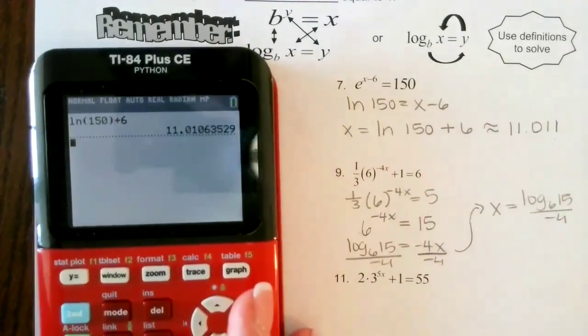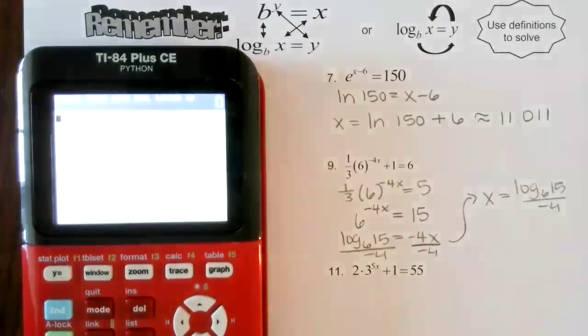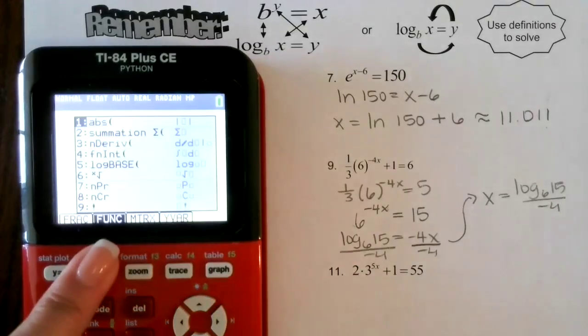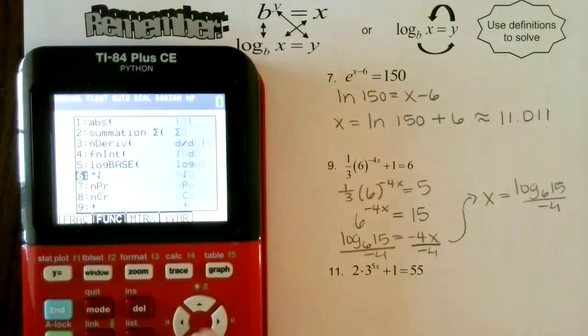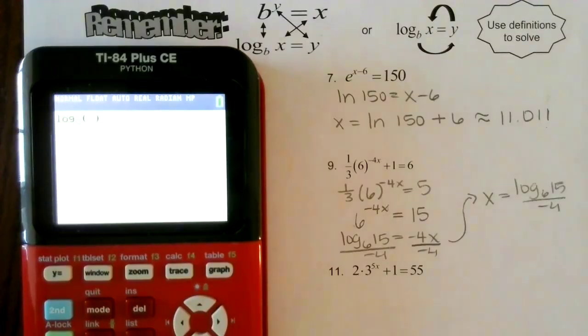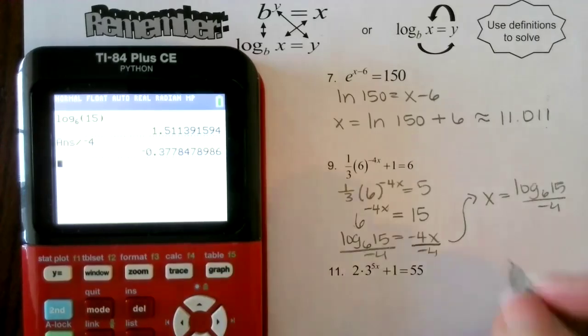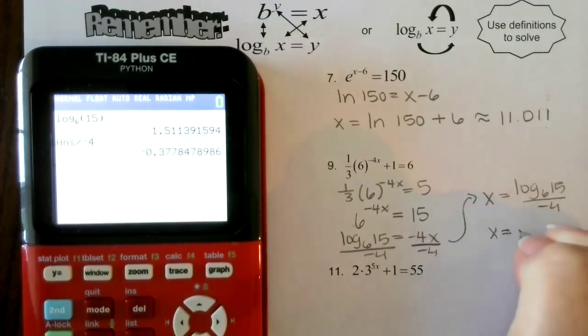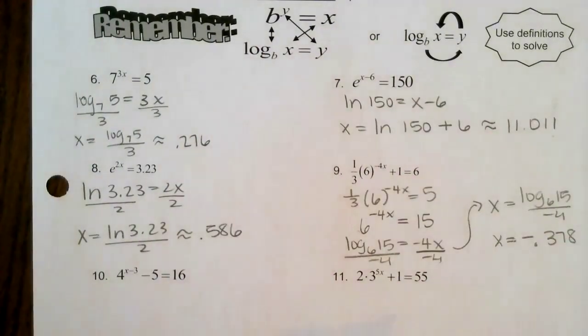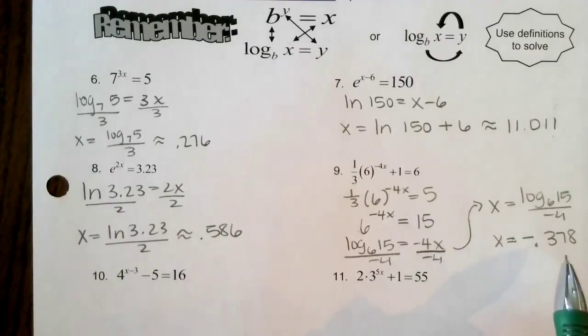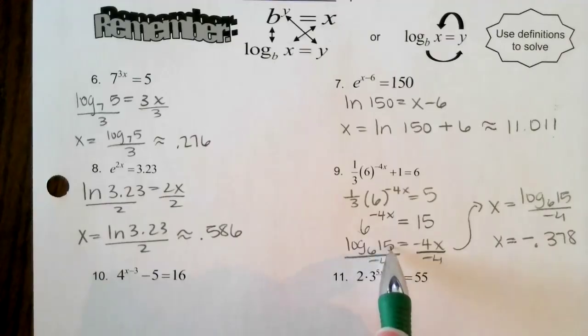To put that in the calculator, we're going to do that real quick here. And so I'm going to hit alpha window to get my log base. I'm going to put in a base of 6 and my argument is 15. I hit enter and then divided by negative 4. And so x is equal to negative 0.378. So notice the value of this equation did come out to be a negative. It can be a negative. What can't be a negative is this base or this argument.